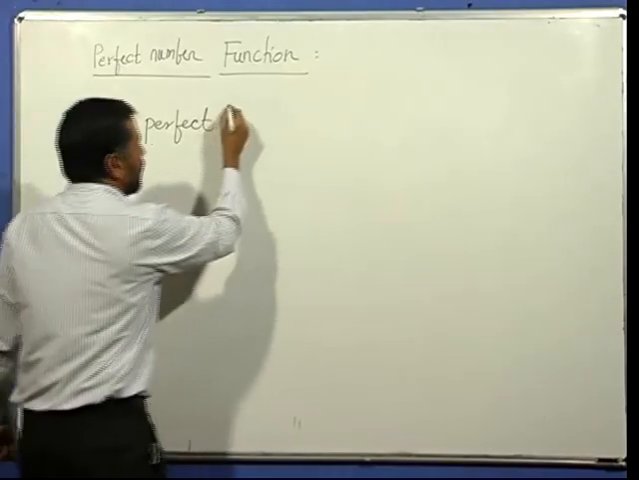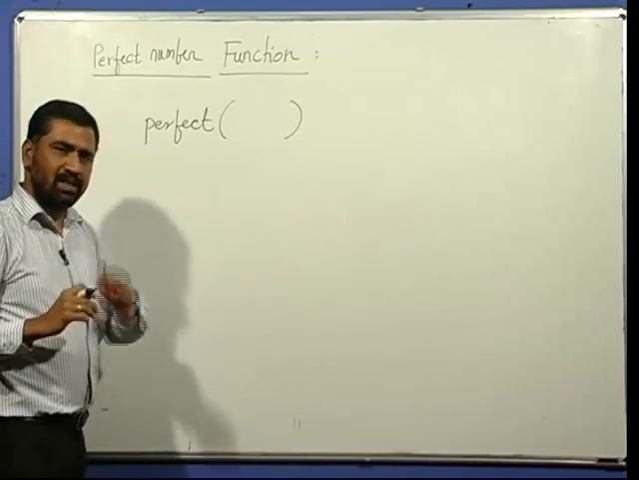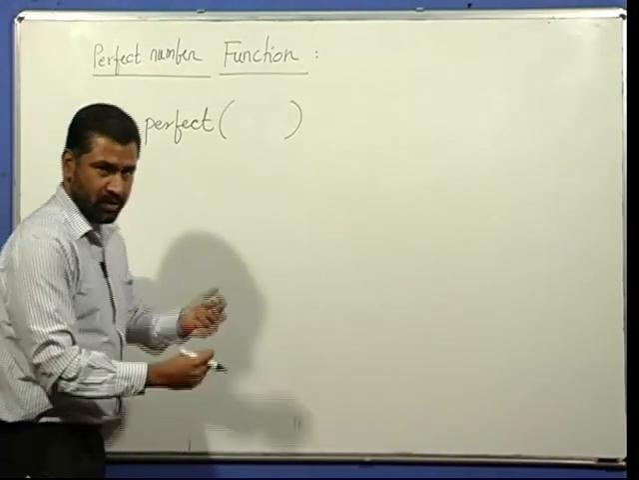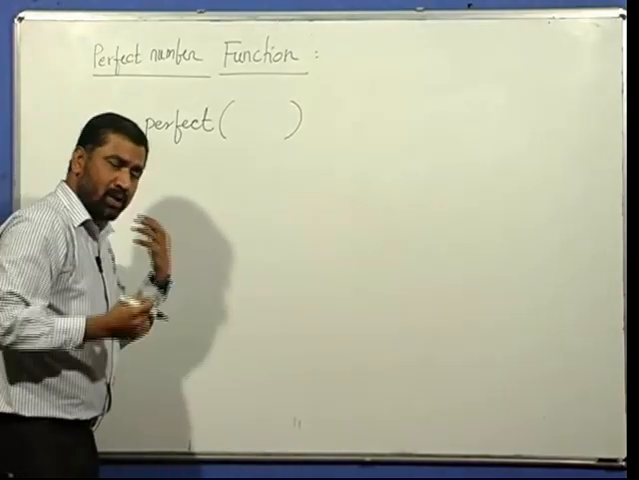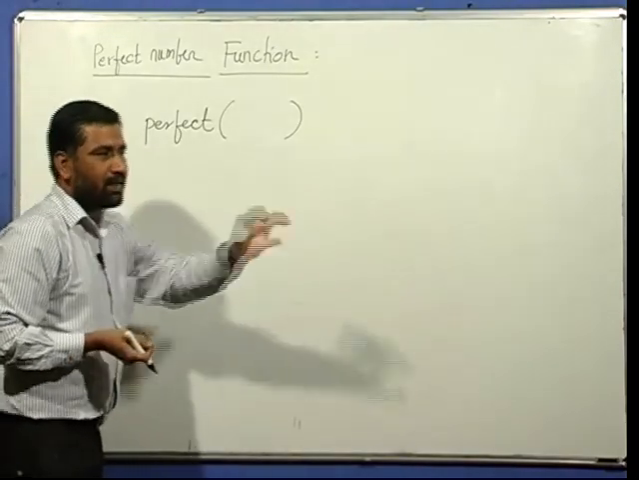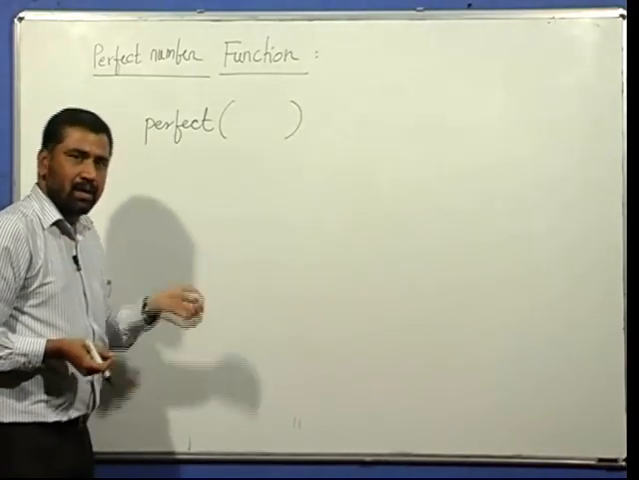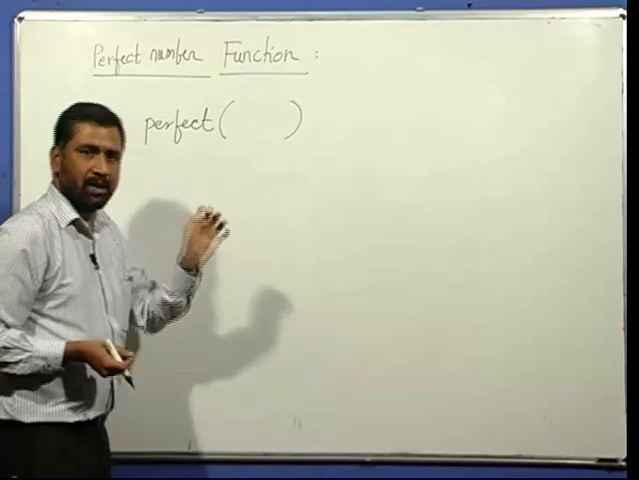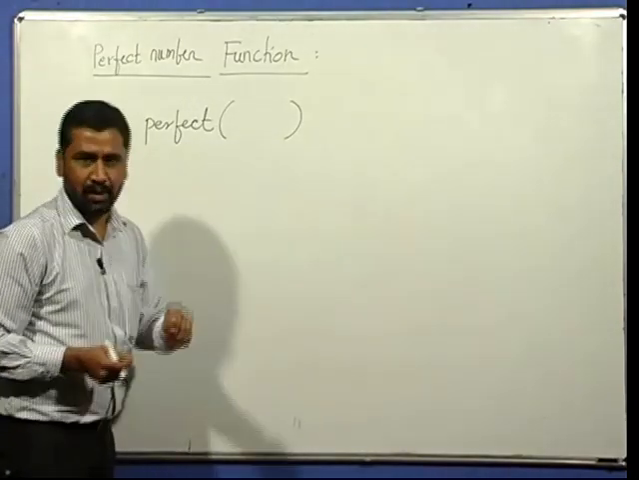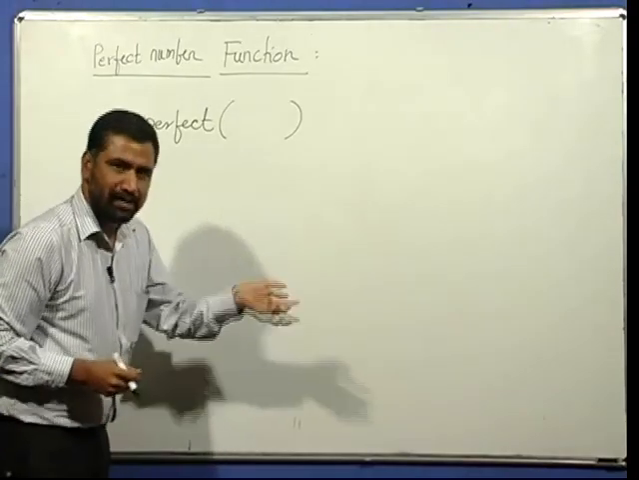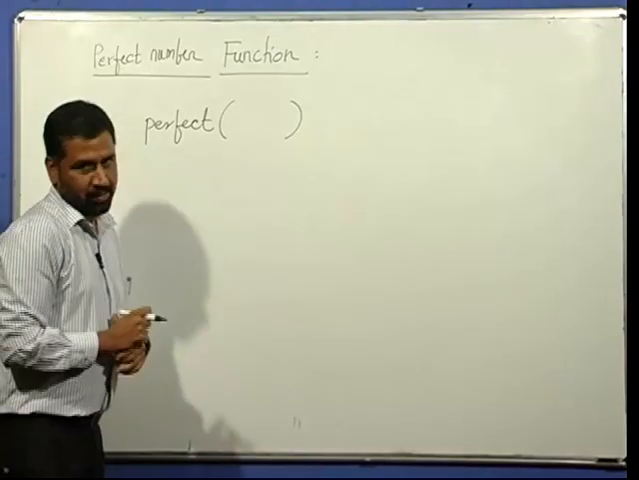Next question is, when you call this function, should we need to send this any value, or in other words, should the function receive any value? Yes. So what is the behavior of the function? Given a value, the function should answer whether the given number is perfect or not. For example, if 6 is given to the function, it must say yes, it is a perfect number. If 5 is given as input, it must say no, it is not a perfect number.